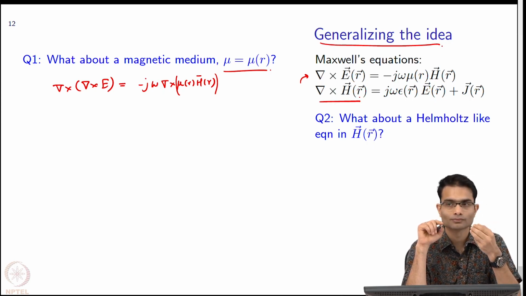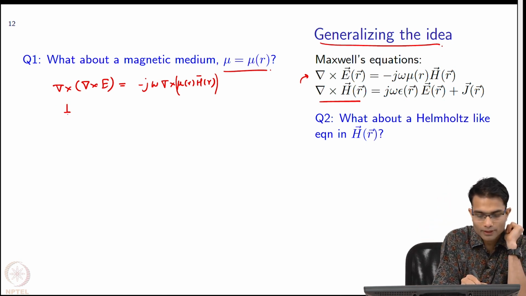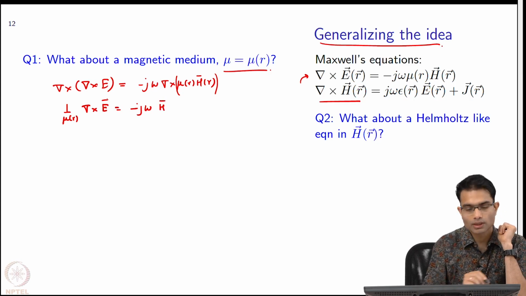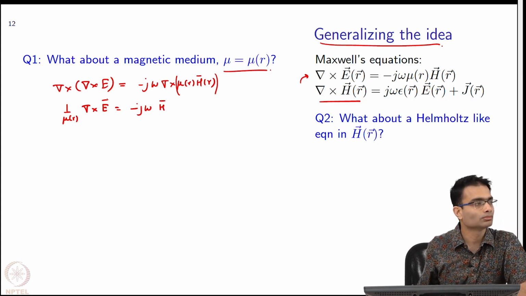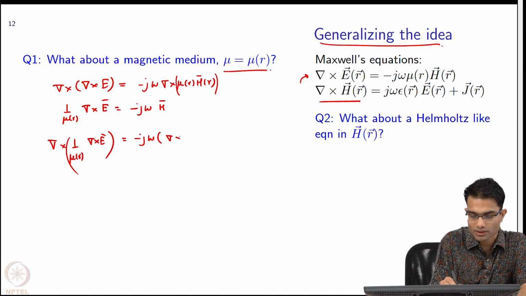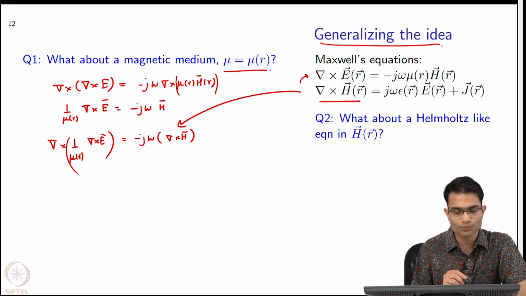Take mu to the other side. So supposing I do 1 by mu r del cross E is equal to minus j omega h. Can I take a curl now on both sides? So I will get del cross 1 by mu r del cross E is equal to minus j omega del cross h, and then I can substitute over here. So by doing this, would I have eliminated h?